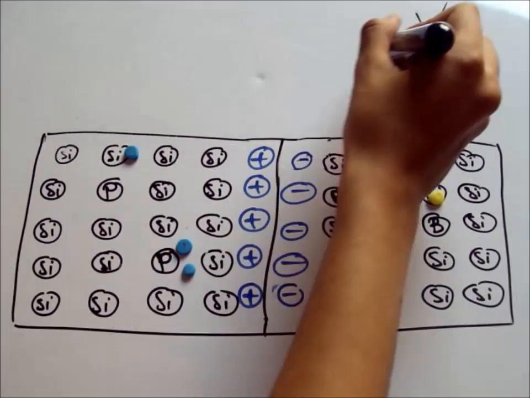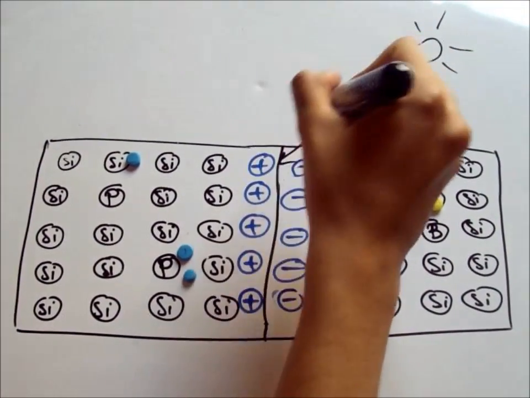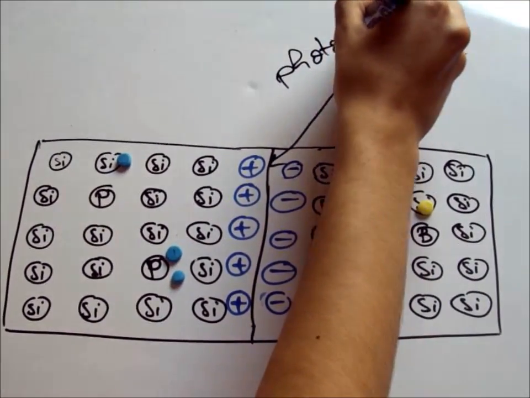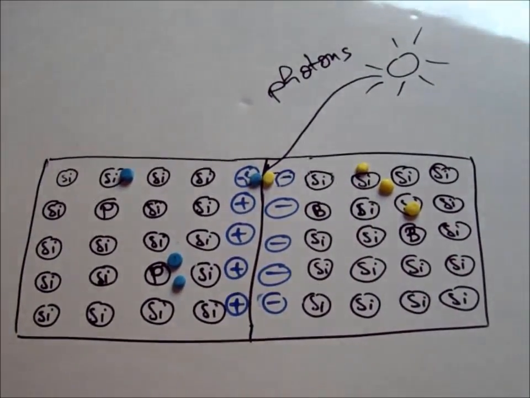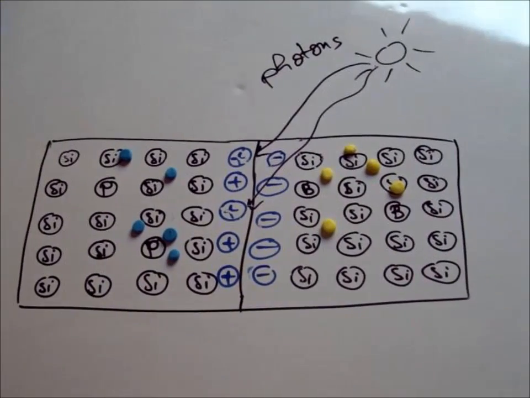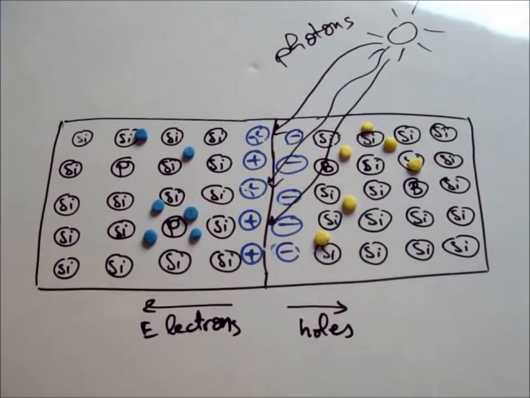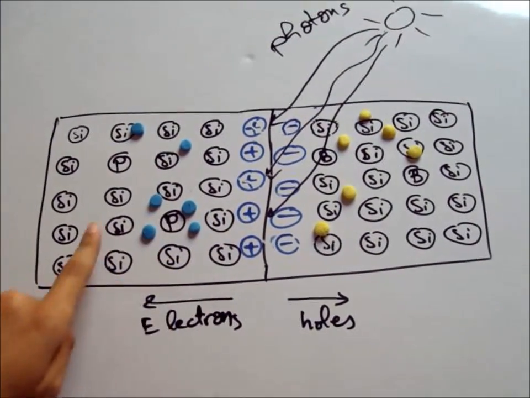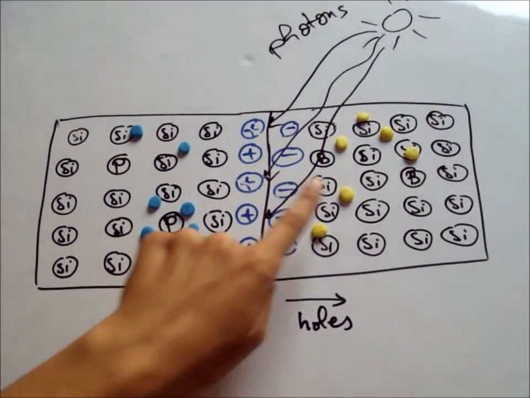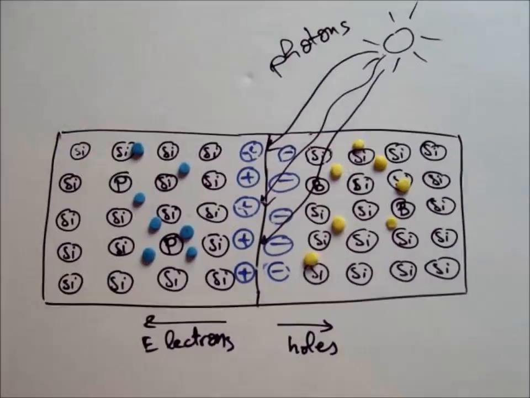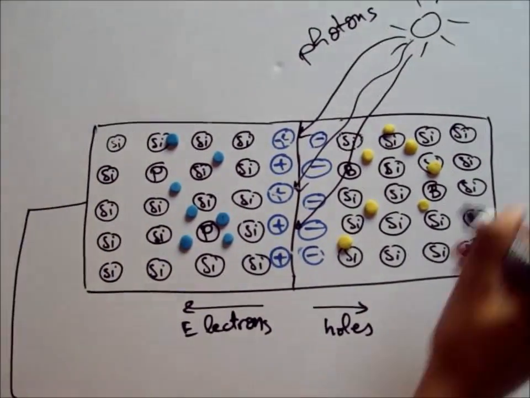When we expose this semiconductor to sunlight, what happens is that energy from photons excites electrons from the valence band to the conduction band, which creates electron-hole pairs in the junction. Electrons get pushed to the N-type semiconductor because it has a net positive charge, and holes get pushed to the P-type semiconductor because it has a net negative charge. Therefore, we prevent them from recombining.